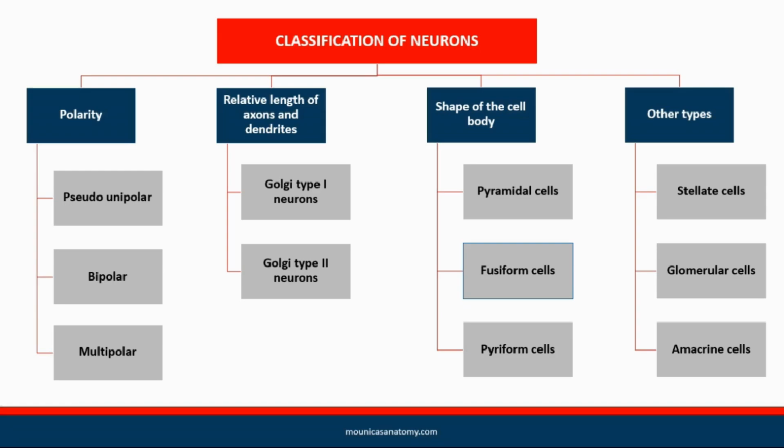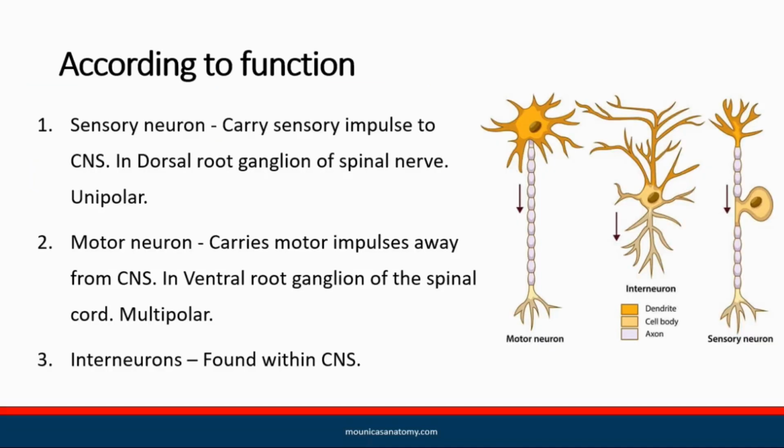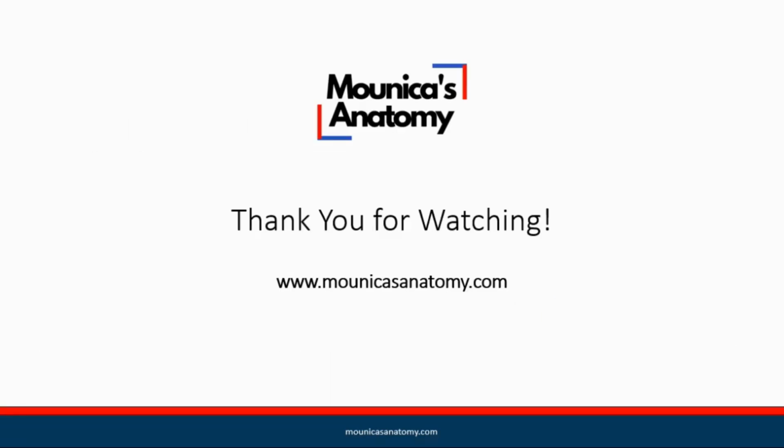Other types of neurons are stellate cells, granular cells, amacrine cells. According to function: sensory neurons, motor neurons, and interneurons. Sensory neurons carry impulses towards CNS, found in dorsal root ganglion. They are unipolar. Motor neuron carries impulses away from CNS, found in ventral root ganglion. They are multipolar. Interneurons are exclusively within CNS.